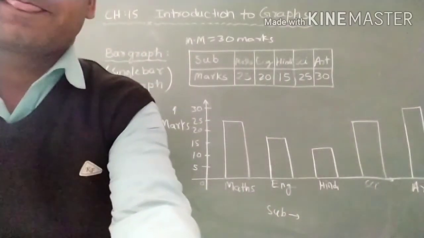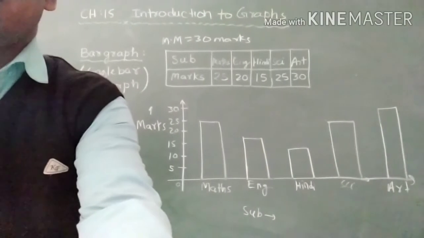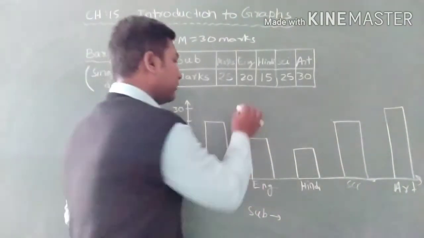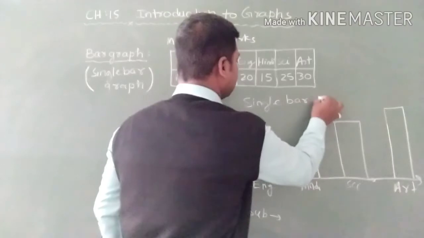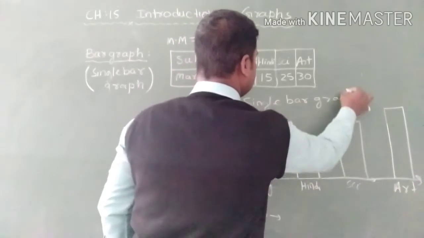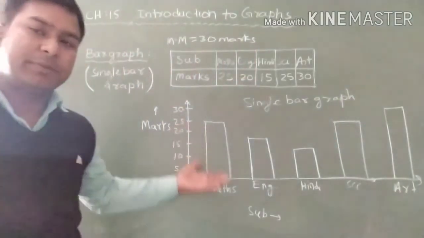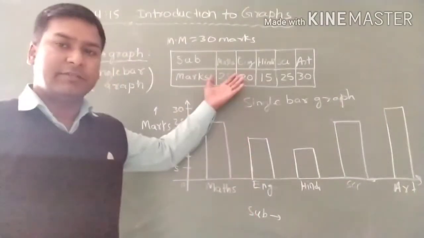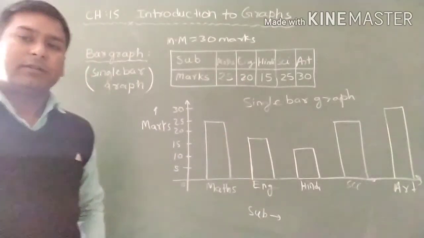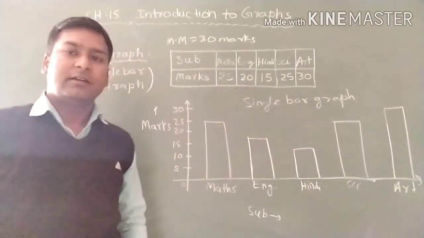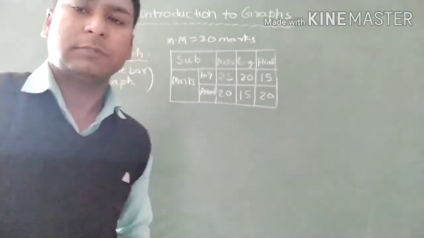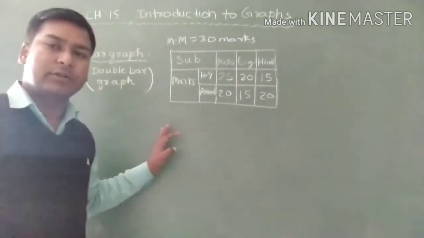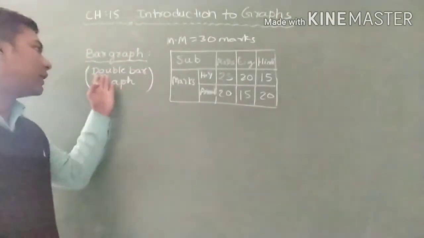So these are the single bar graph. These are the visual representation of the data which is given here. Now next we are going to explain the double bar graph. From this example we are going to understand how we can draw a double bar graph.